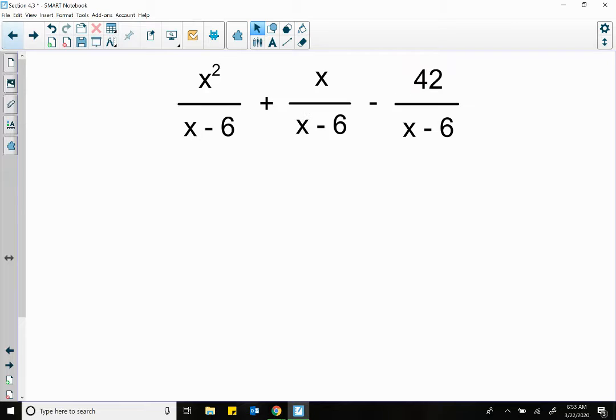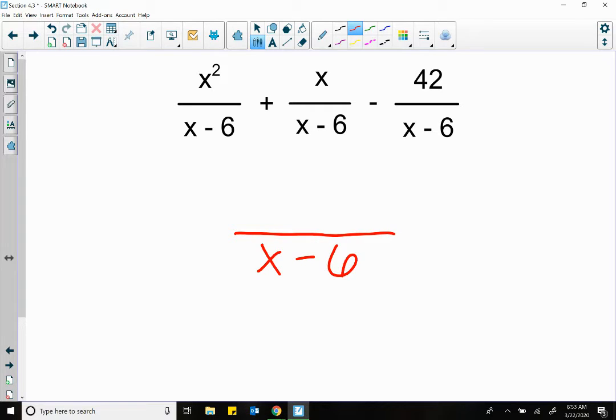Okay, so we're going to write down our denominator, x minus 6. And then across the top, what's going to get together? Well, this is x squared. This is x. That's a 42. None of these are going to get together. They're not like terms. So we have to write them all down.